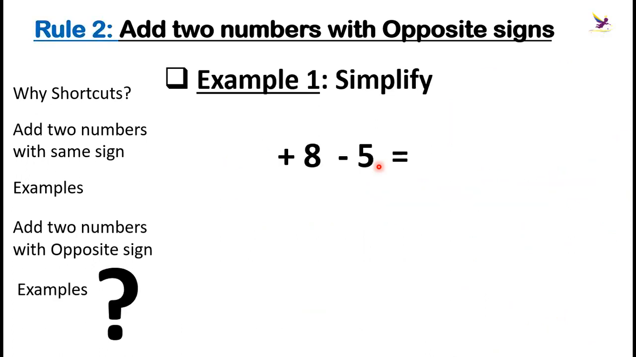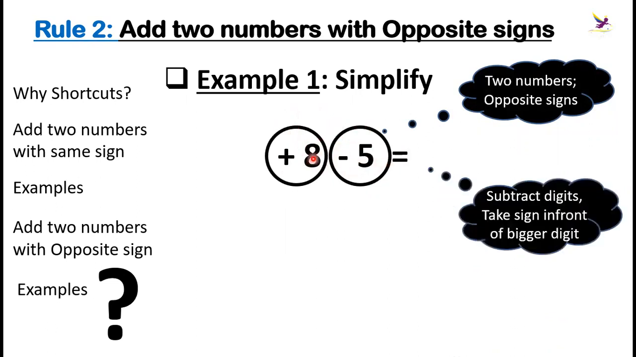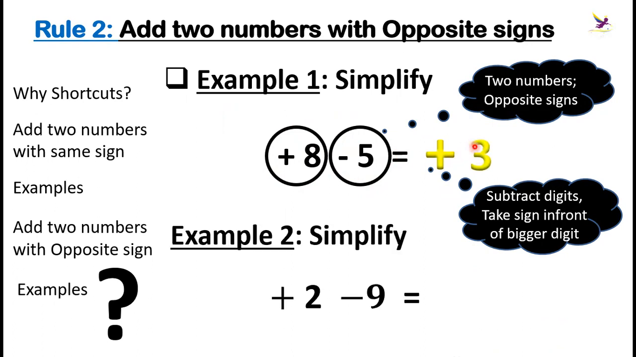So let us take an example. You have +5 minus 8. Now, these are two numbers, their signs are opposite. What do I do? I first of all subtract the digits, and I take the sign in front of the family that has more members. -8 means that there are 8 members in this family, right? Then +5, there are only 5 members here. Which family has more members? The minus. So that's why I'm taking minus. So the answer is minus, and then I now do subtraction. 8 minus 5 is 3.